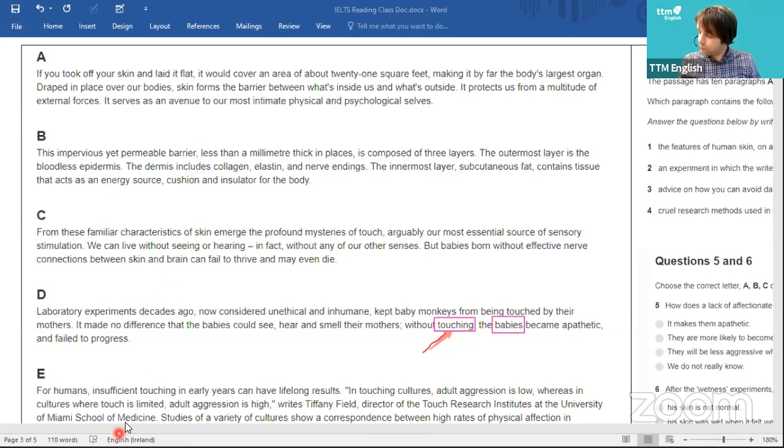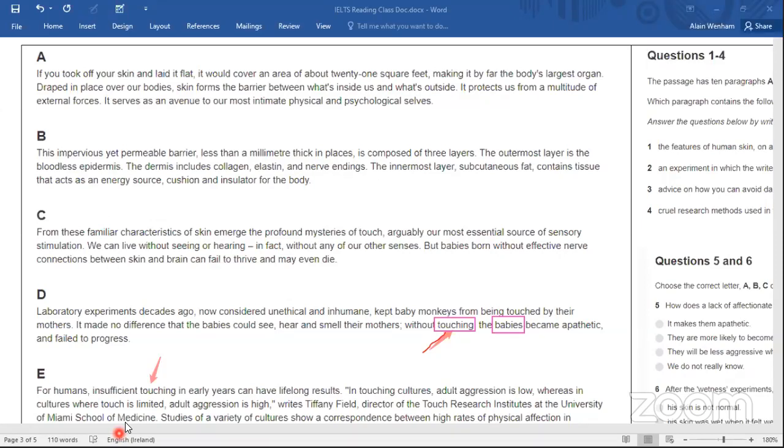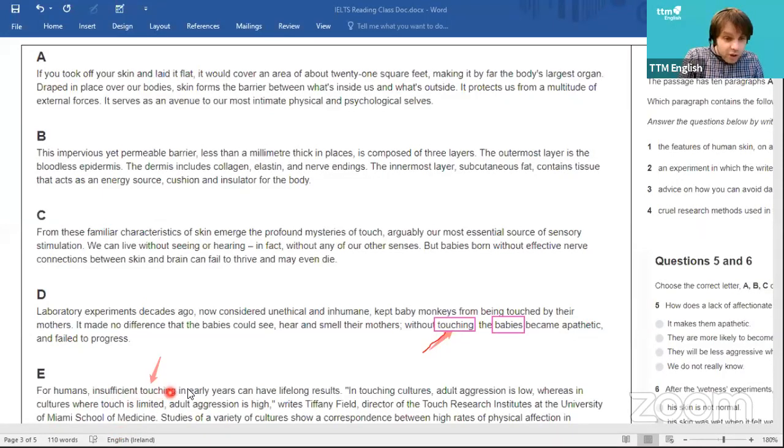But that's about monkeys. Insufficient touching in the early years. Okay, so again, we have to make this decision. Good. All right. So again, I'm going to go back to the question and think about it a bit more.